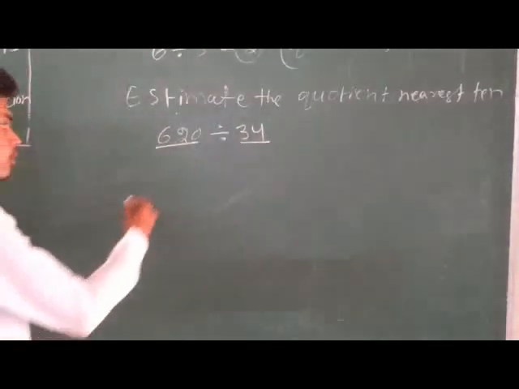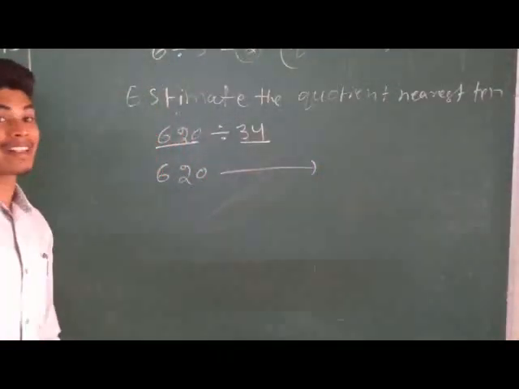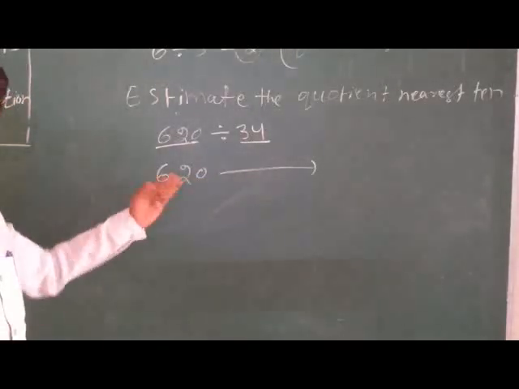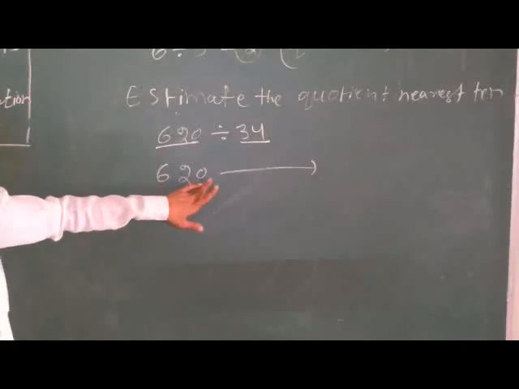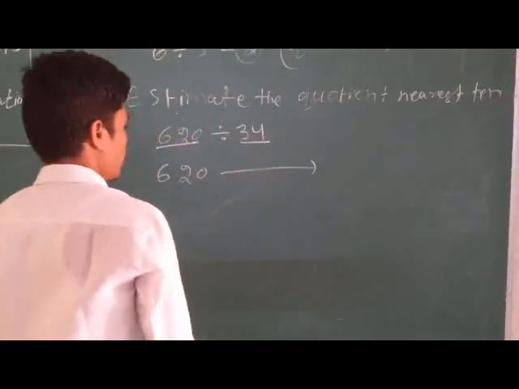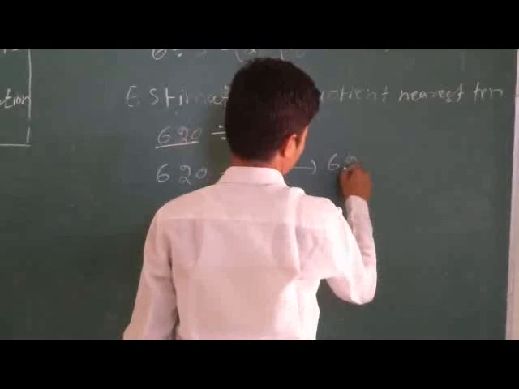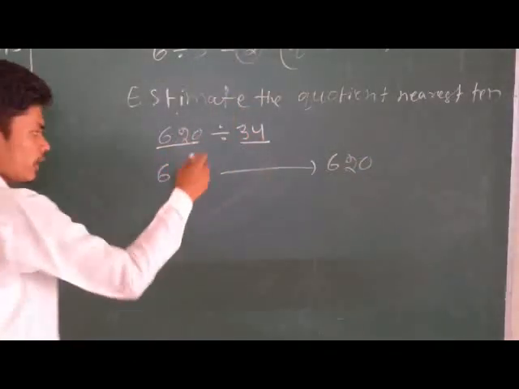See the board. 620 is rounded off. Nearest 10 means first we see which place, the one place or the 10 place. The one place is 0. That means 0 is less than 5. That's why it is estimated as 620. Clear?